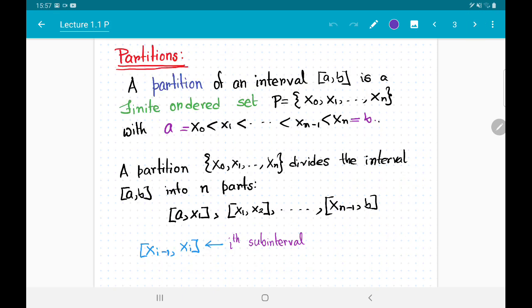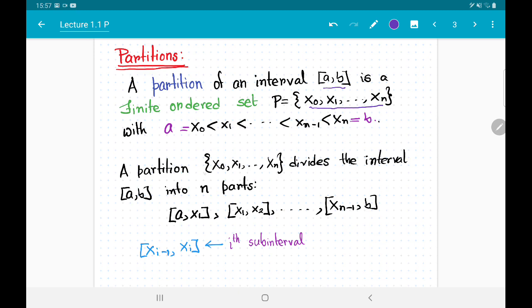A partition of a closed interval [a, b] is a finite ordered set. So let me call this set P. It consists of n plus 1 points. And what do I mean by an ordered set? We simply write the elements of the set in increasing order. The first element will be equal to a and the last element will be equal to b.